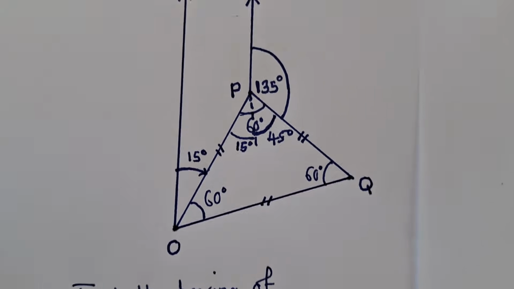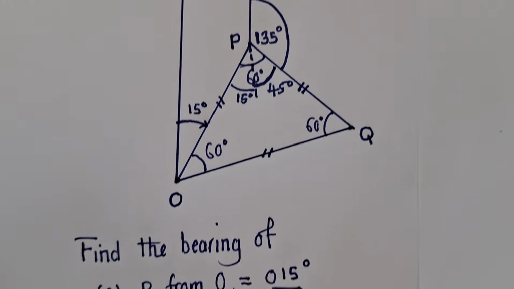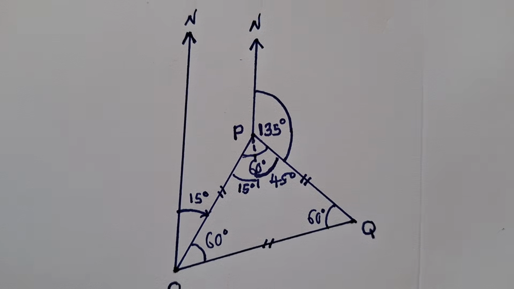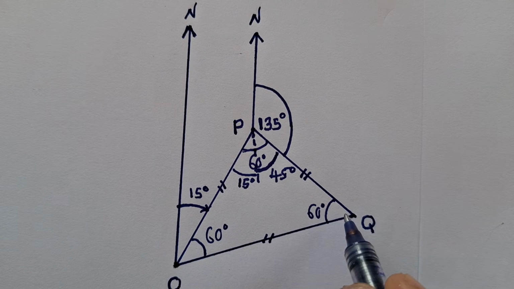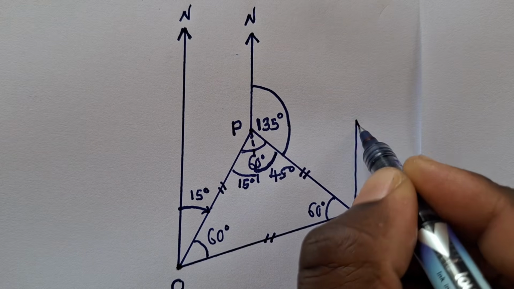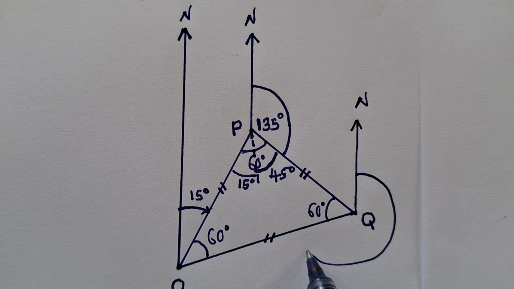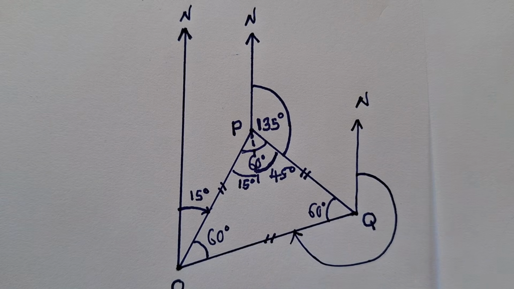Let's check out question B. Question B, they are saying the bearing of O from Q. So I said go to from. They said from where? From Q. And Q is right over here. So do your north. This is your north line, and then start moving all the way up until you touch the line that is joining O and Q. And this is what you're looking for.